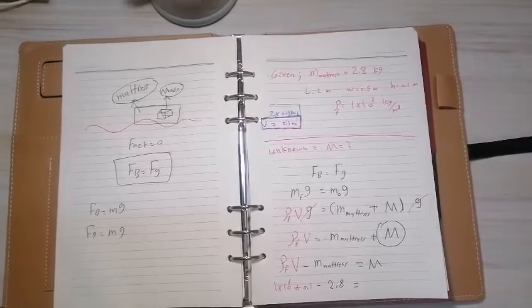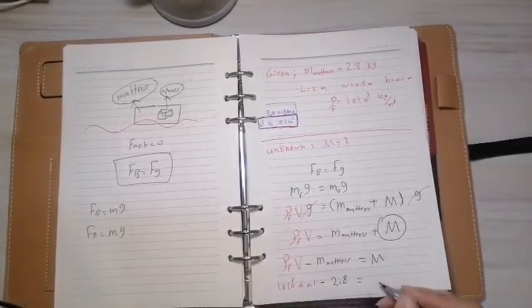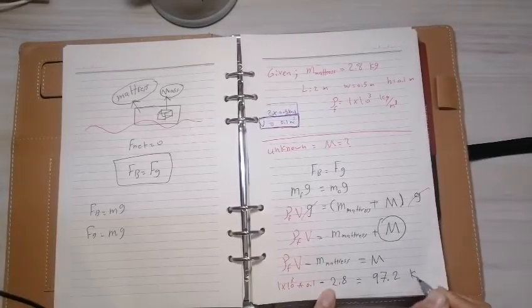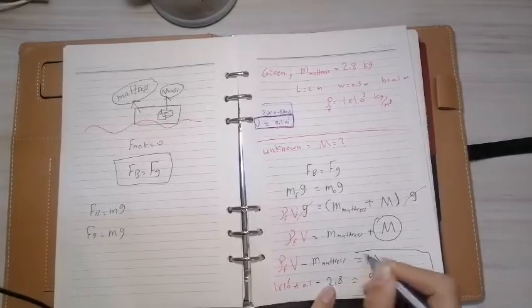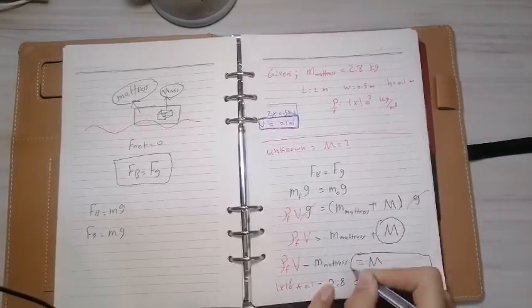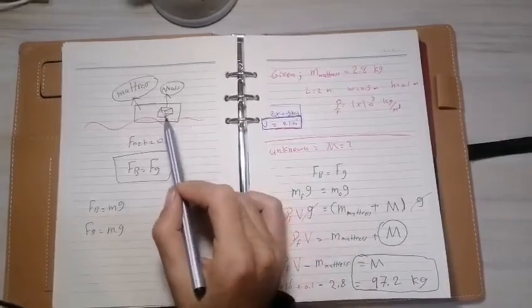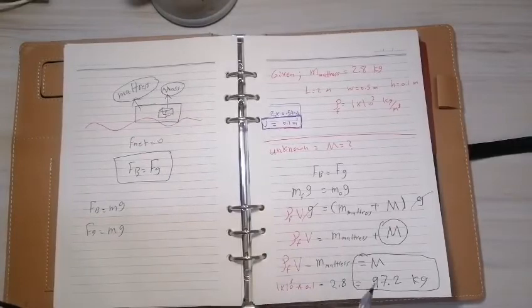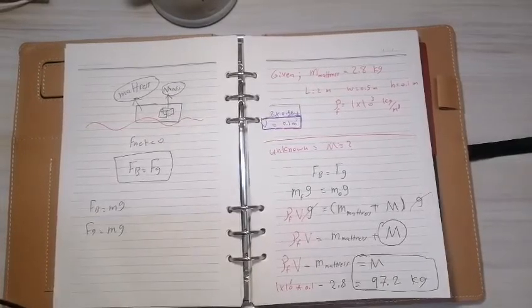So if you multiply those numbers together, you will get 97.2 kilogram. Okay, so this is the final answer. Now we found what the mass of the box is, of the additional mass that can stay on this matrix without sinking. This matrix can support 97.2 kilograms before it can sink. Alright, so this is the final answer.